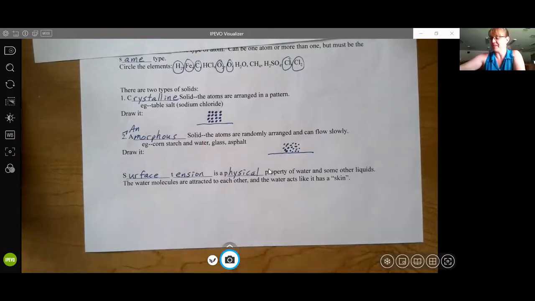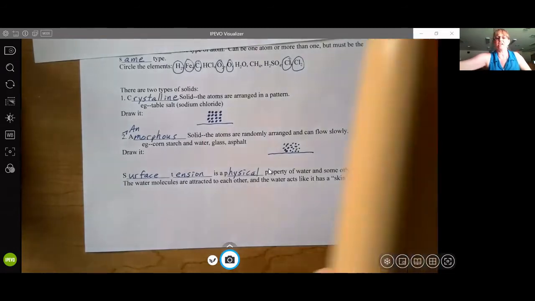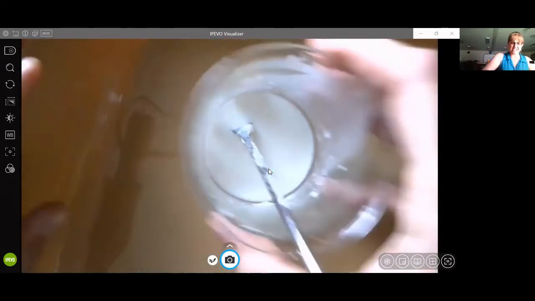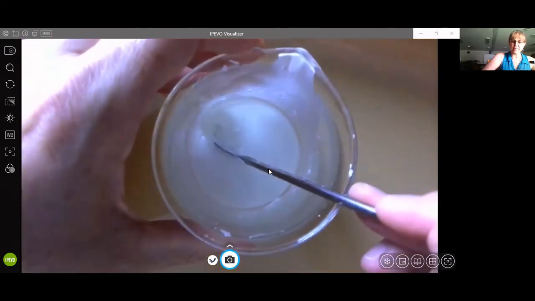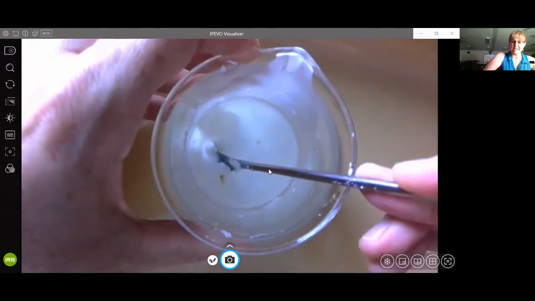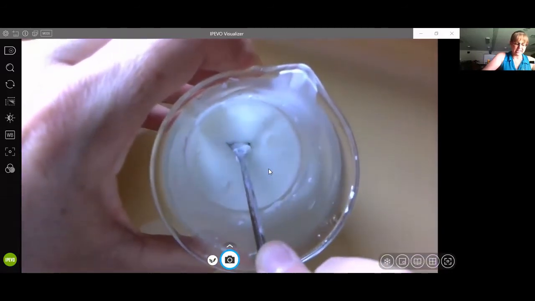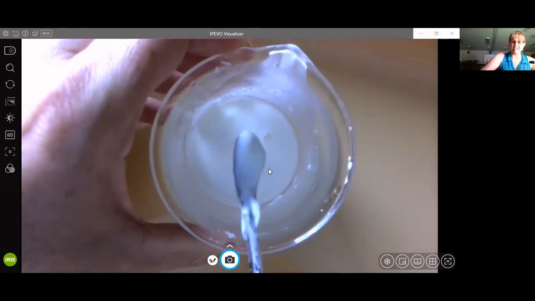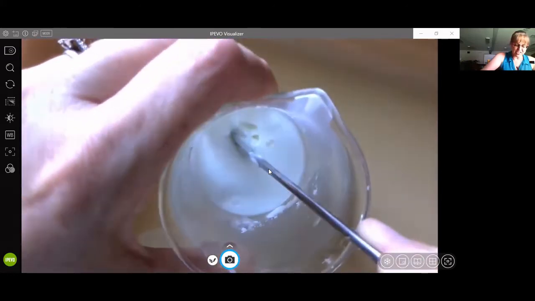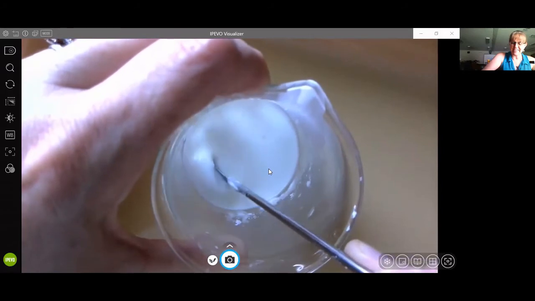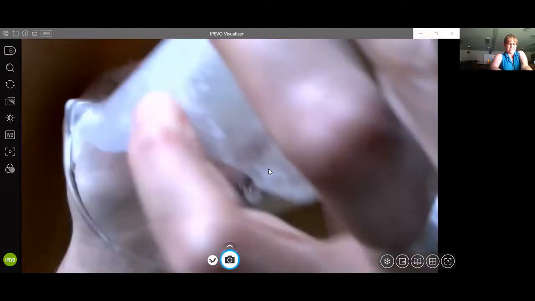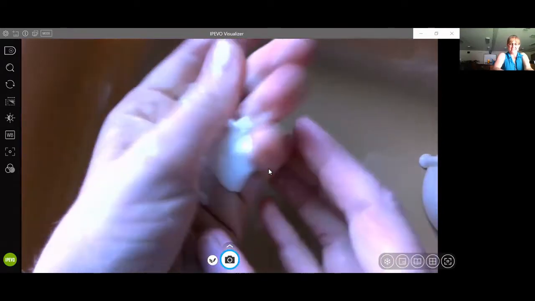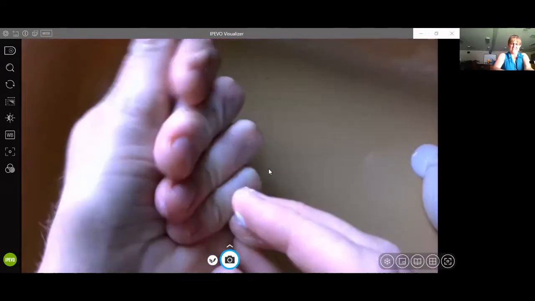A fun example of an amorphous solid is cornstarch and water. This is a beaker, and I had some cornstarch, and I put just enough water in here to make kind of a paste. Now you'll notice it's a liquid if you let it flow. But if you put pressure on it, it suddenly turns into a solid. Isn't that cool? So something you can do is pour it out into your hand, and when you roll it up into a ball, it forms a little solid clump.